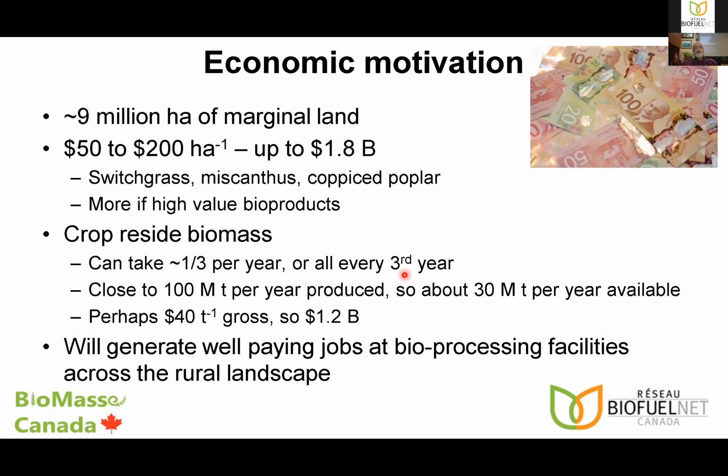If you deplete soil organic matter, well, you make the soils less productive, and you also are effectively just transferring carbon from the soil into the atmosphere in a kind of convoluted way. So we would prefer not to do that. So you could take a third a year, or you could take it all every third year, which might be more convenient. Anyway, so what we want to do is use this material, and you can get close to 100 million tons per year produced, so about 30 million tons per year available if you're taking a third.